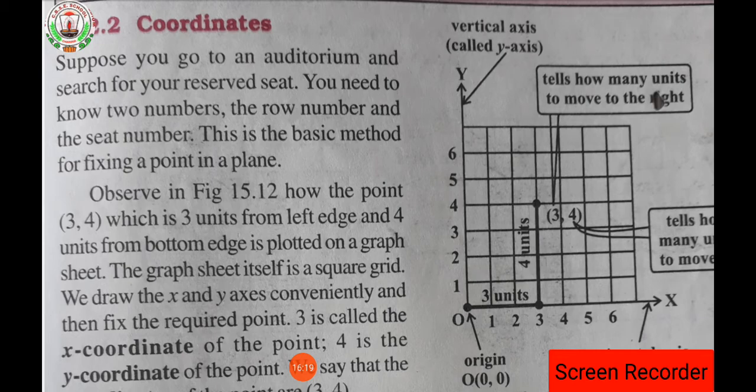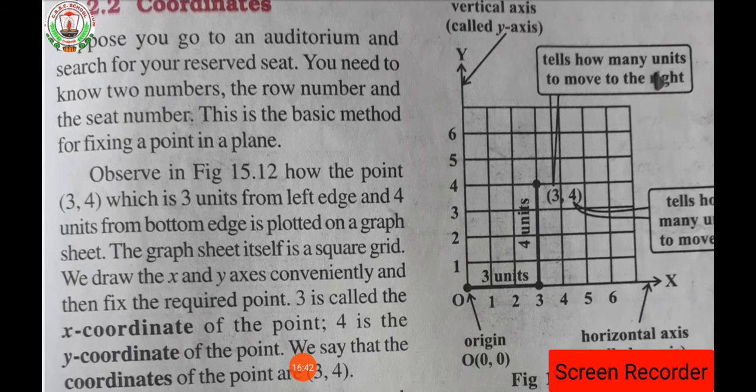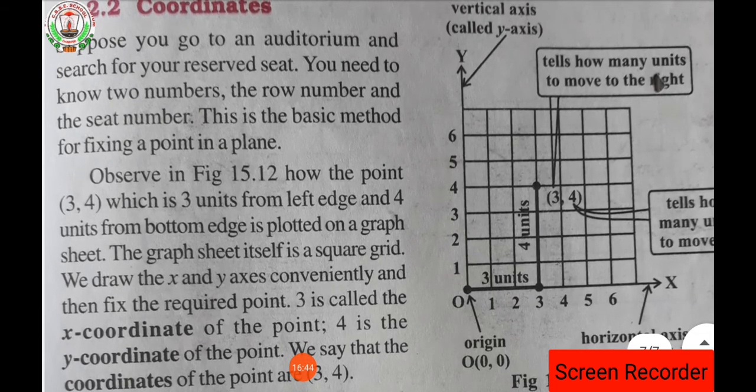When we have the ticket to find our seat, first we see which row we have, and in that row what is the seat number. That is a particular way to find our seat in a plane. Then observe in figure 15.12 how the point 3, 4 as coordinates, which is 3 units from the left edge and 4 units from the bottom edge, is plotted on a graph sheet.